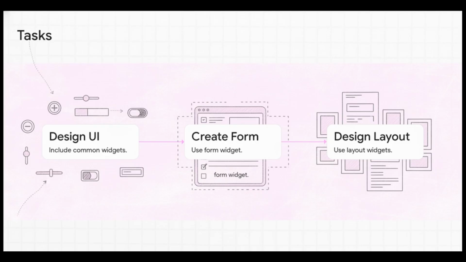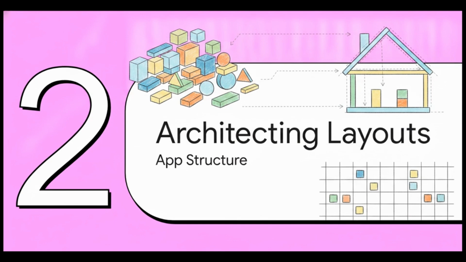Skipping step 1 and jumping straight into complex layouts, honestly, that's a common pitfall, and it inevitably leads to some serious spaghetti code. You really need a structured, disciplined approach to ensure every single widget fits perfectly into the broader application state, without causing those dreaded render overflows. Moving right along to Section 2, architecting your app layouts.